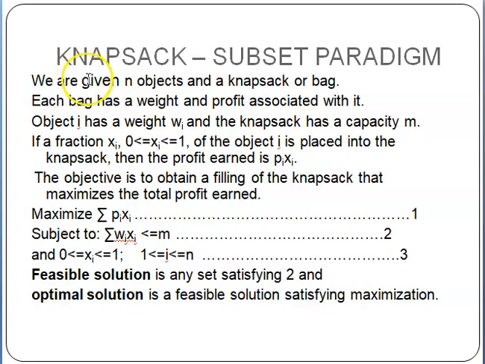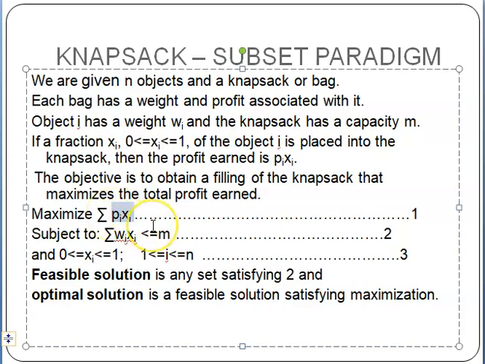This is the main problem definition. Now, in order to solve this problem using the greedy method, we are given n objects and the knapsack, or the bag. Object i has a weight wi and a profit, and the knapsack has a capacity of m. So we are going to make n selections or fewer, so that we try to exhaust the capacity m fully, and we maximize our objective function, which is the profit we earn out of those selections.